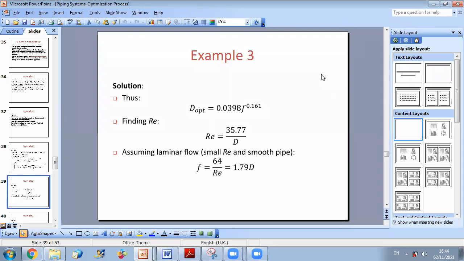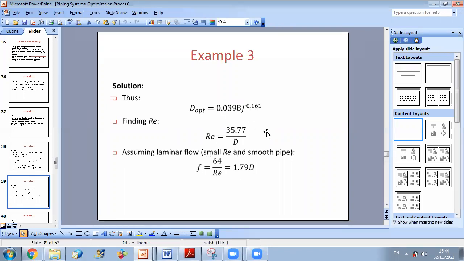Here I cannot know beforehand if the flow is turbulent or not. So let us make the assumption. If we consider, because it's a smooth pipe, I can make the assumption of laminar flow. And I should verify at the end, when I am done with the calculation, that my flow is really laminar.